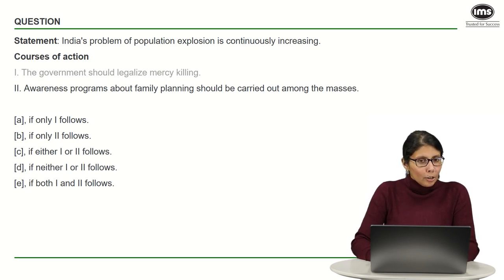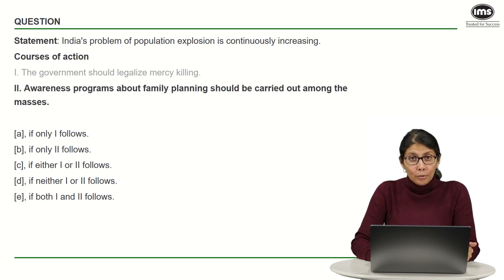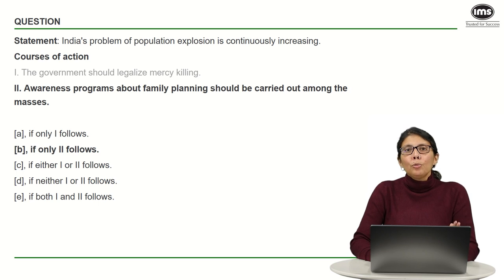Let's take a look at the second option. Awareness programs about family planning should be carried out among the masses. Would this be helpful? If you're cynical, then you would say it's not likely to work at all. Nevertheless, this is likely to improve upon the situation. So, we should say that the second one is the course of action to follow and not the first. Our answer option, therefore, should be B, only 2 follows.